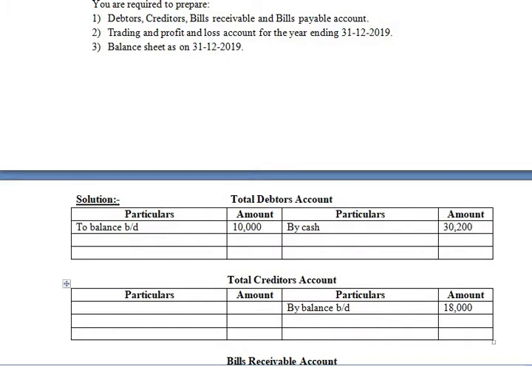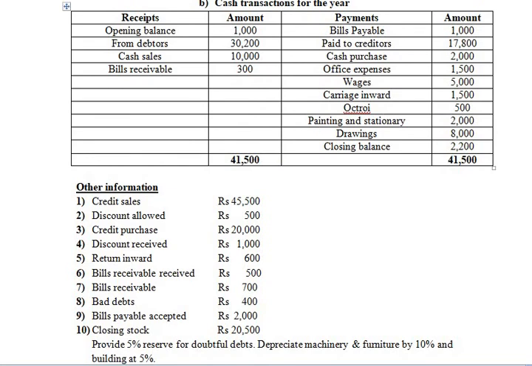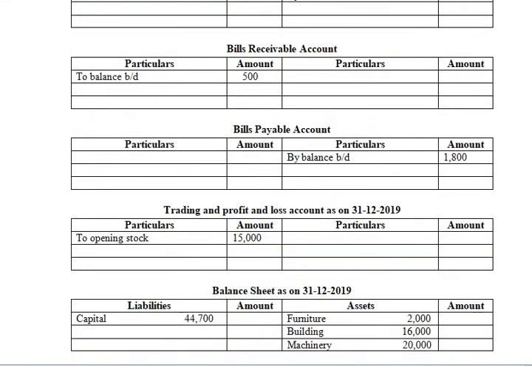30,200. Okay, next, after debtors, you have cash sales. Cash sales is 10,000. Where will this particular amount come? Cash sales comes in case of the trading account. So let's go to the trading account.